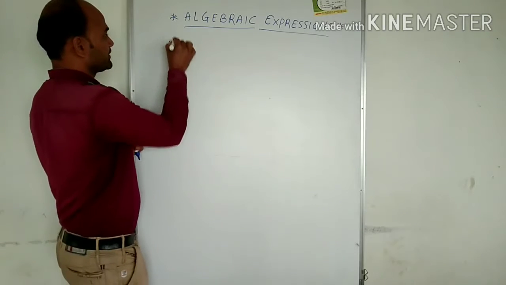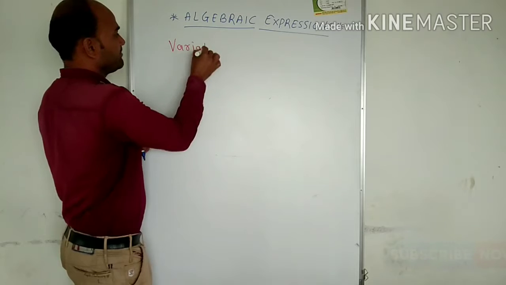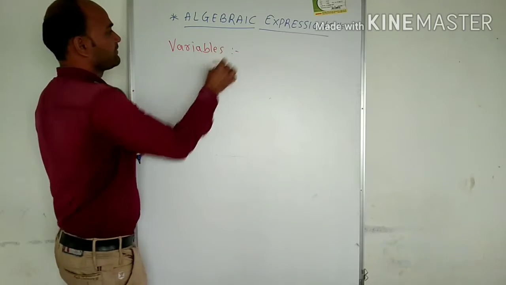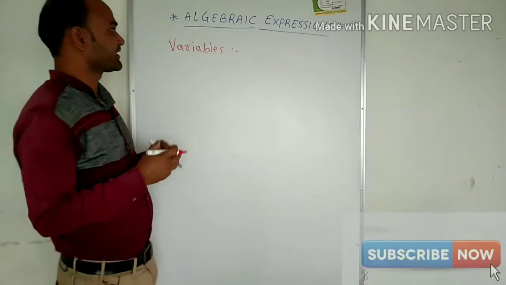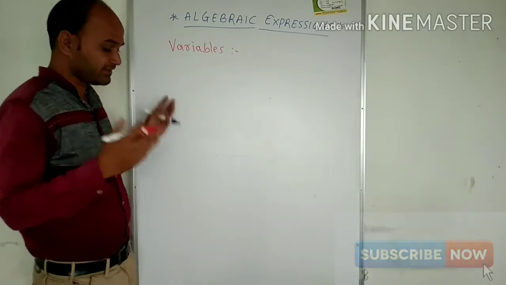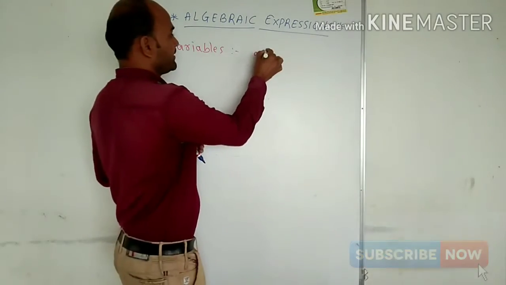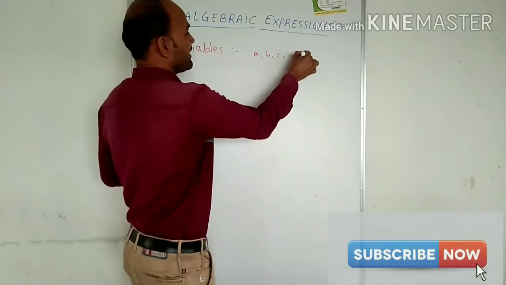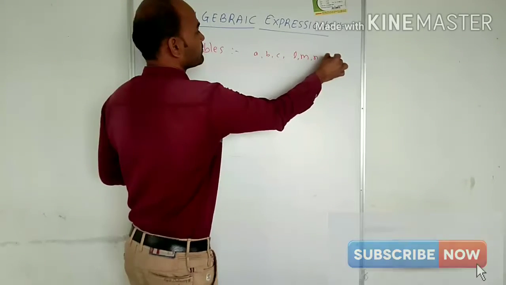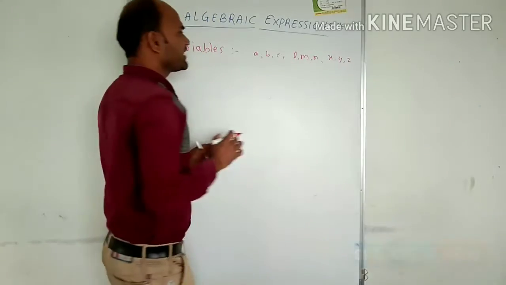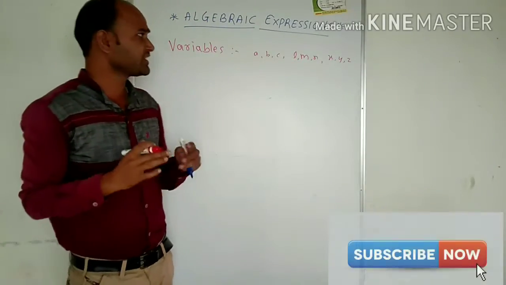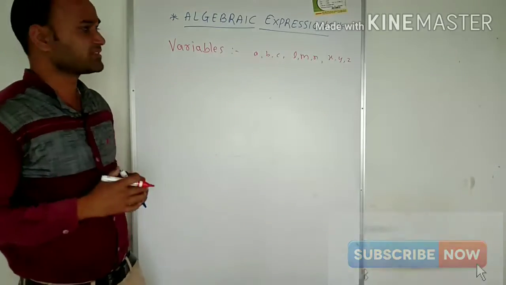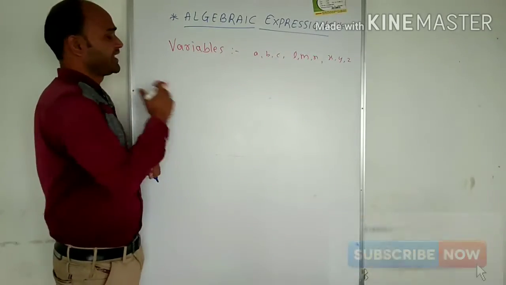Here we can see that the first one is variables. Variables are nothing but some of the alphabets we can take, like A to Z. All the alphabets must be written in small letters, like a, b, c, then l, m, n, x, y, z. Whatever alphabets are written in the expressions, we say those are the variables.